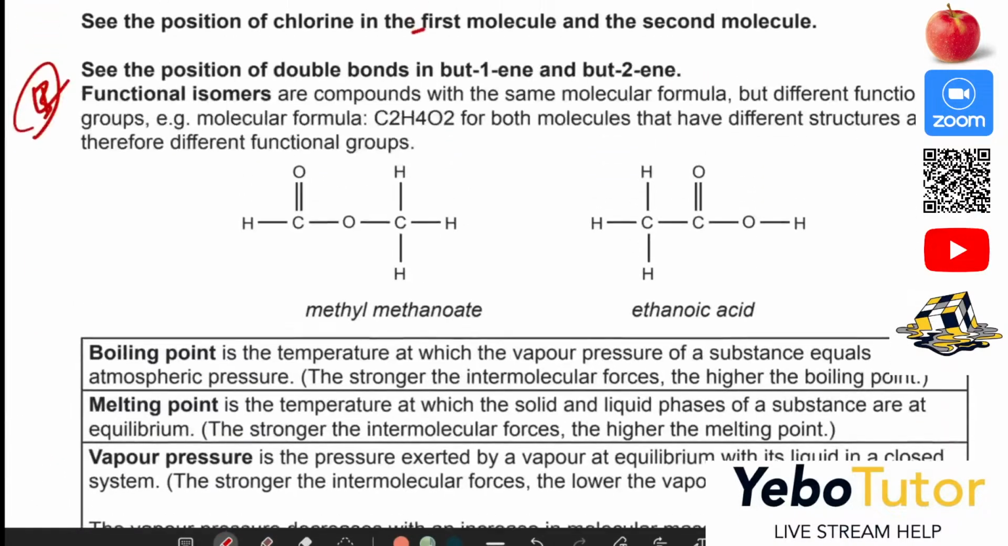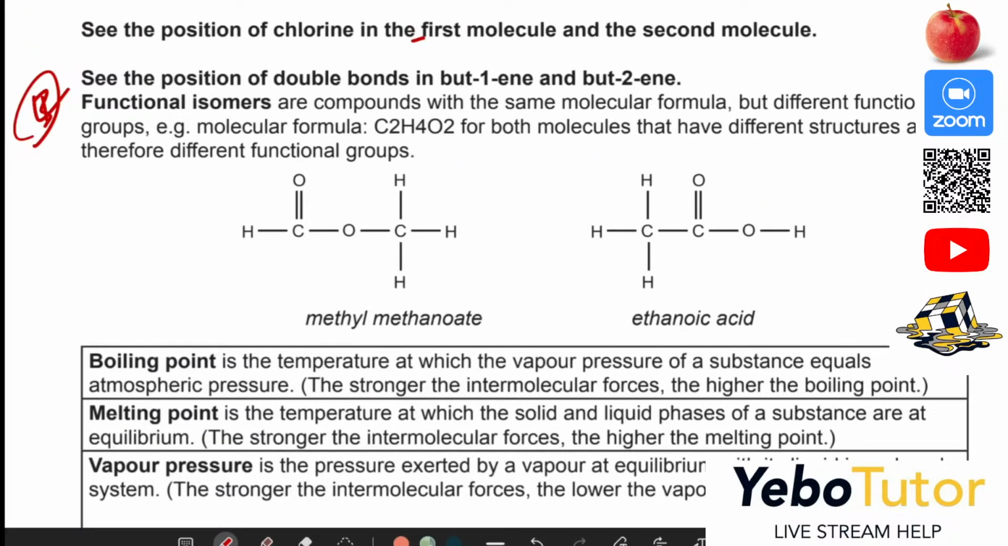Now we are looking at the final one, which is the functional isomers, which are compounds with the same molecular formula but different functional groups. E.g., the molecular formula is the same for both molecules, but they have different functional groups. This is a methanoate, but this is an ethanoic acid. It still has the same molecular formula.